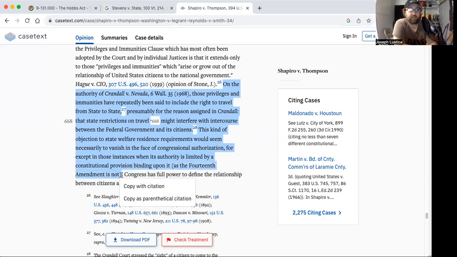Ooh, read that. Okay. The 14th Amendment is not binding. Congress has full power to define the relationship between citizens and the federal government.